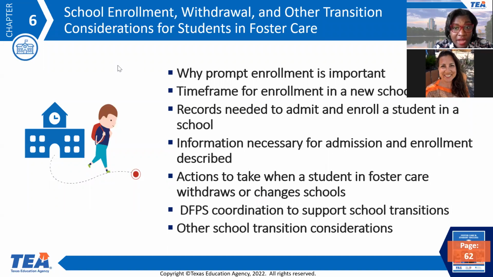We talk about the time frame for enrollment in a new school, records needed to admit and enroll a student in school, information necessary for admission and enrollment is described, the actions to take when a student in foster care withdraws or changes schools. And we also speak about DFPS coordination to support school transition and other school transition considerations. So this chapter has a lot of information in it, and we want to make sure that you have the tools and the guidance needed to assist our students in foster care. So chapter 6 starts on page 62.